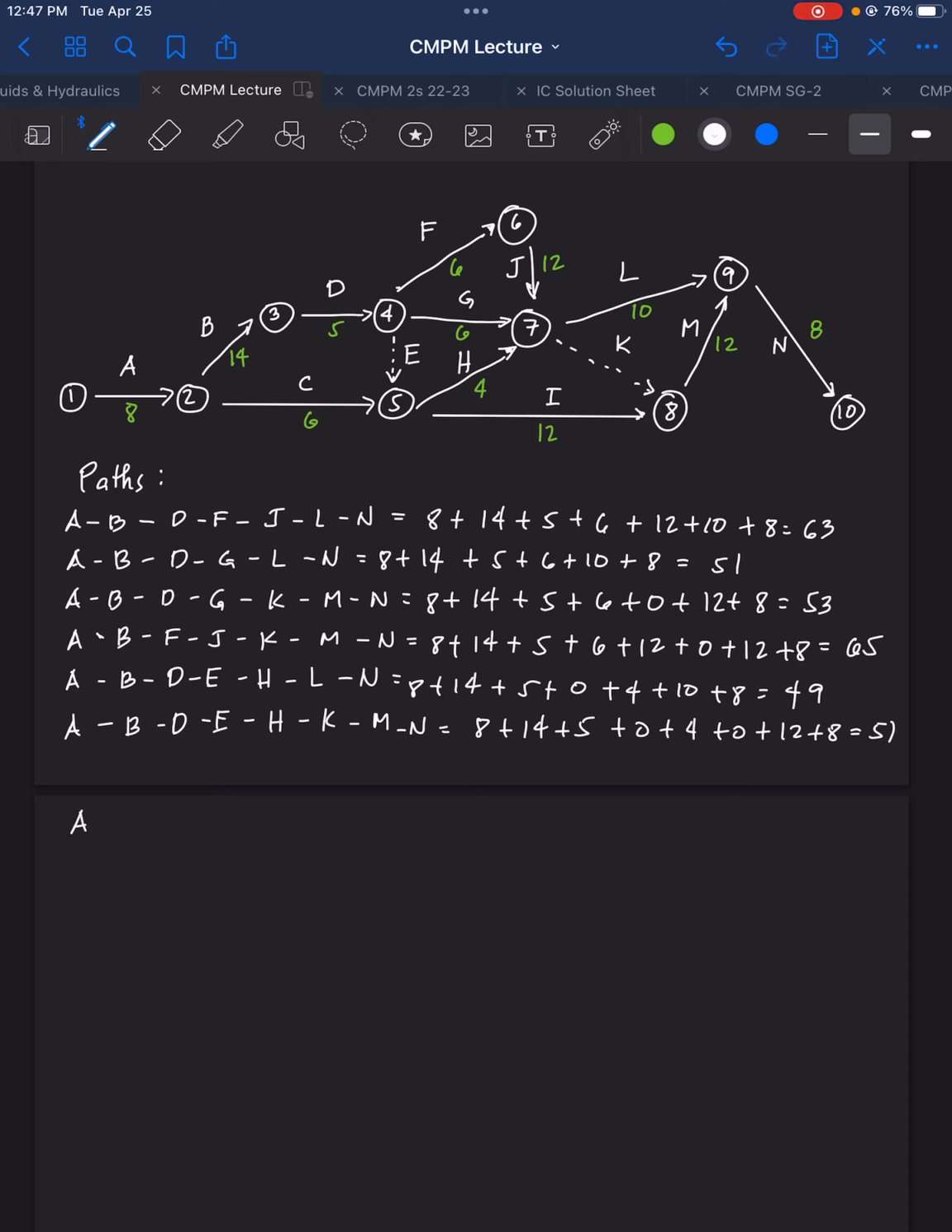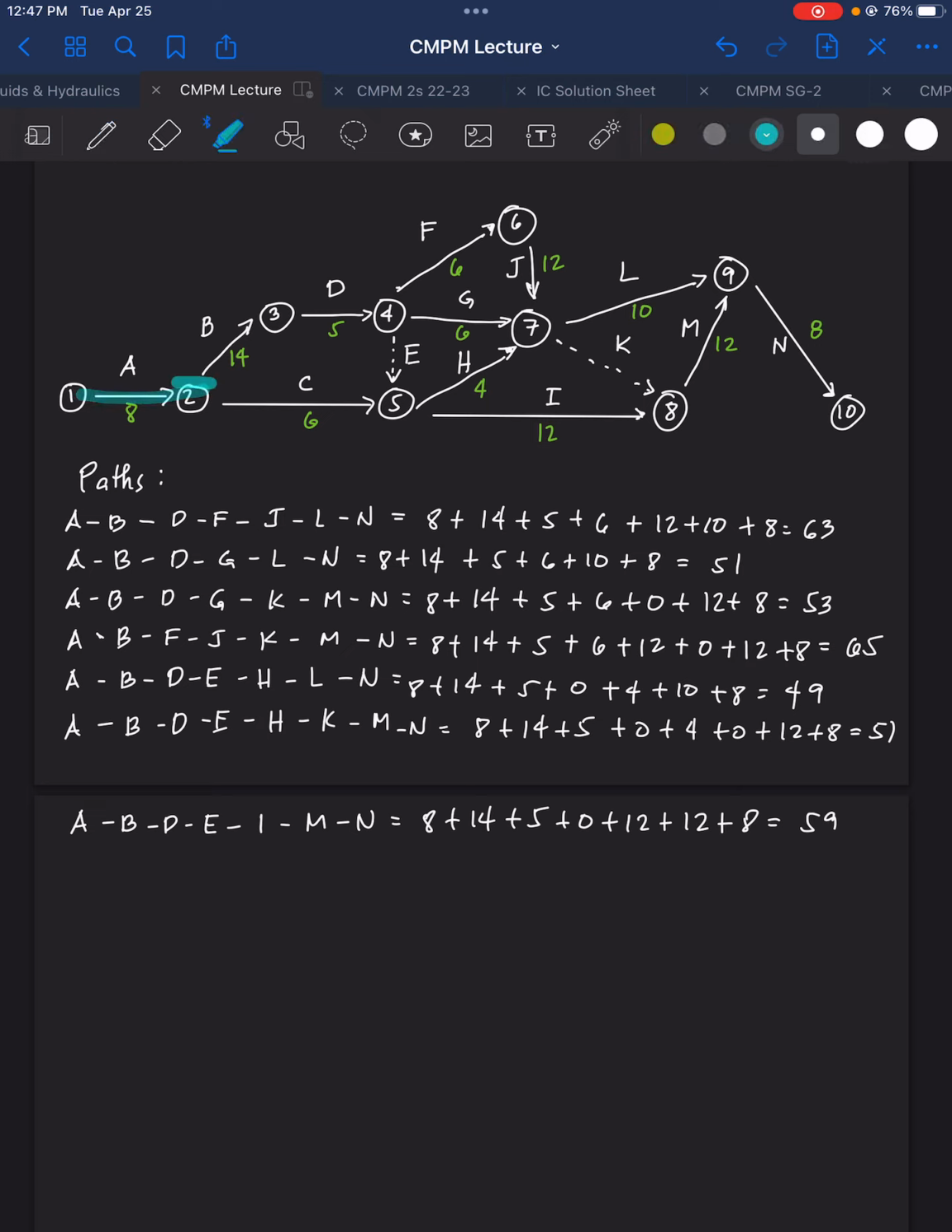So A, B, D, E, I, M, N. So that is 8 plus 14 plus 5 plus 0 plus 12 plus 12 plus 8, and that is 59 weeks. So still there's more path here.